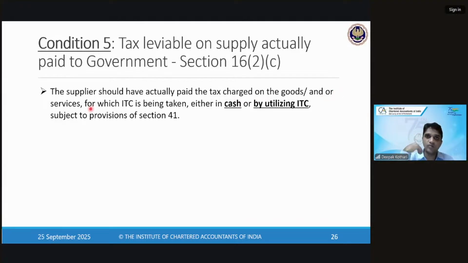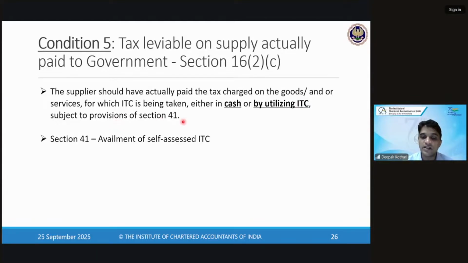That is, if he's supplying goods, then goods. If he's providing services, then services. The supplier of the goods or services for which you are claiming ITC, for which ITC is being taken, the supplier has paid the taxes for that either in cash or by utilizing ITC, subject to provisions of Section 41. So he should have paid it in cash or ITC, subject to the provisions of Section 41.